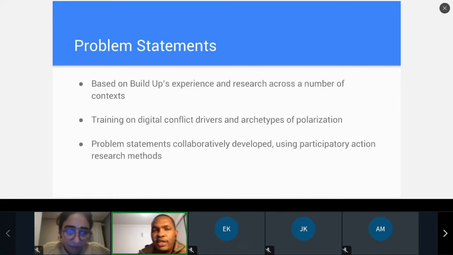So problem statements, the way we look at them again is based on Build Up's experience and research across a number of contexts, and we use that experience and we conduct trainings on digital drivers and archetypes of polarization with local partners and people who we are working with. And once we are able to work with those partners and share our experiences and train them on digital conflict drivers, then we develop problem statements collaboratively with our partners using participatory action methods, so that you're not just saying, oh, I want to address misinformation, but really what is a problem, why this type of misinformation, how do you think you can address it, and we basically unpack what that means.